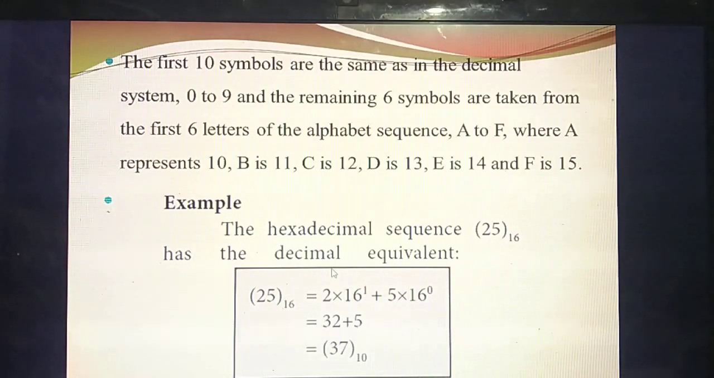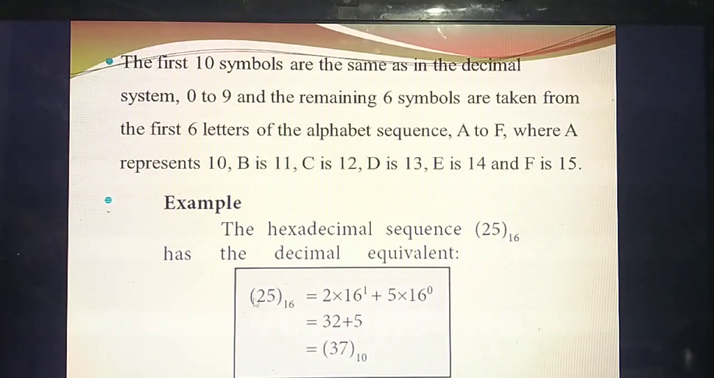So listen. Here also the same steps. First we put the place values. What's the place value of 5 here? 0. What's the place value of 2 here? 1. Then you should multiply each number with the power of 16. That's the difference. Decimal means you multiply each number with the power of 10. Binary means the power of 2. Octal means the power of 8. Hexadecimal means the power of 16.